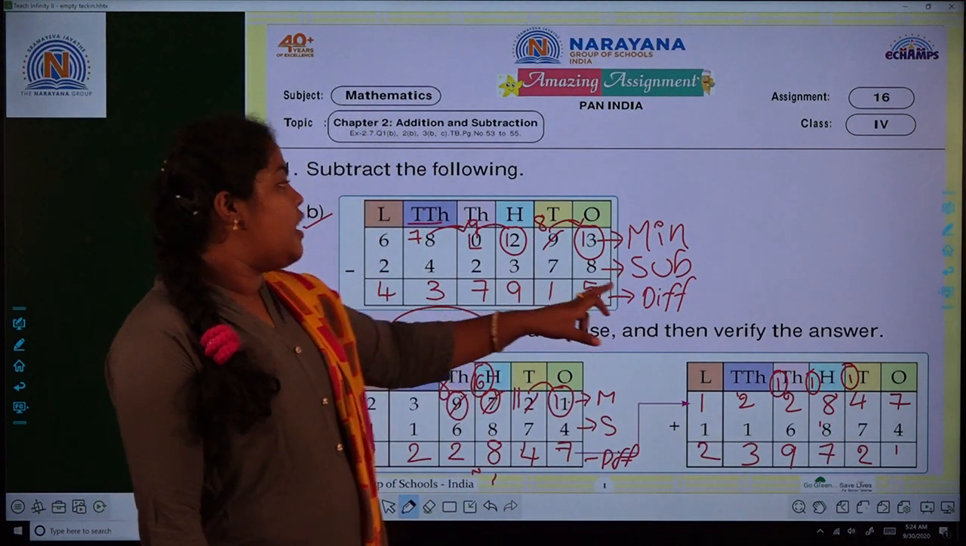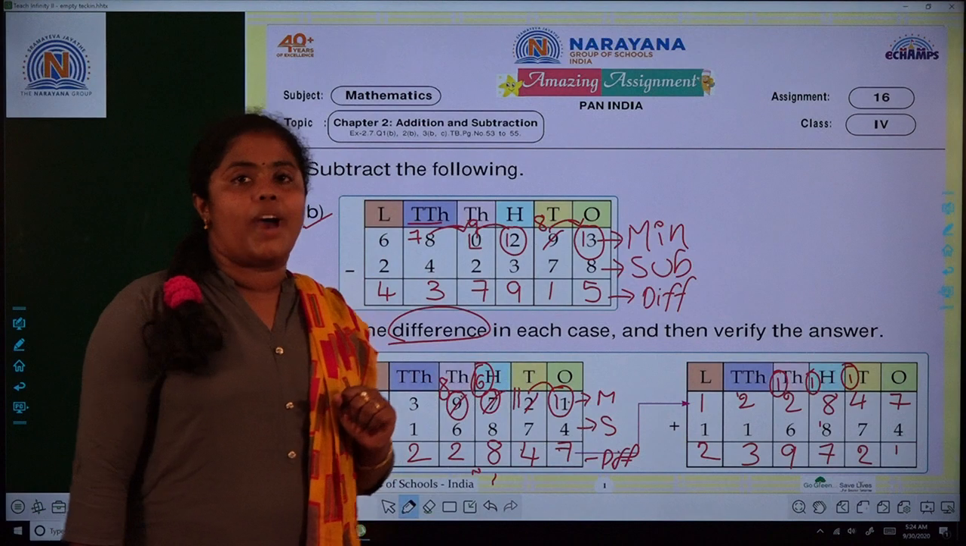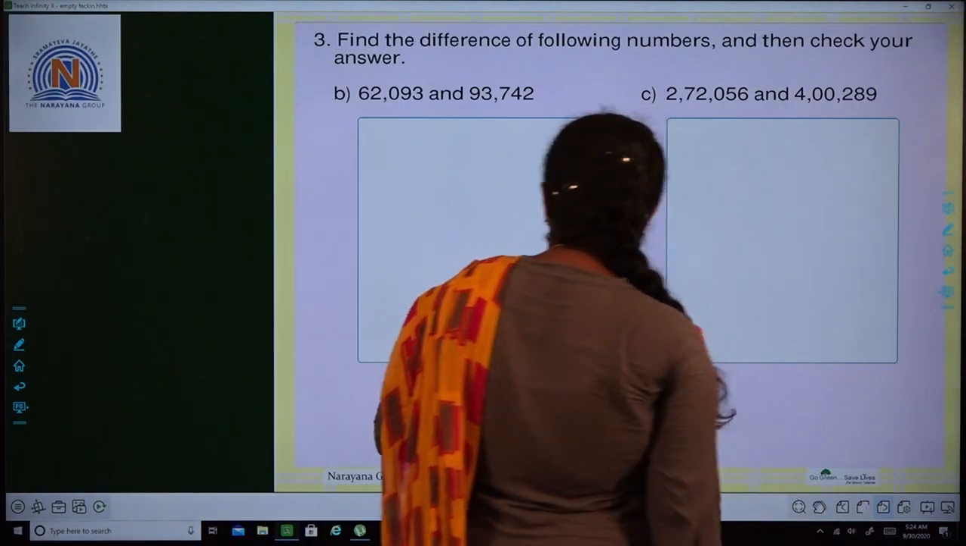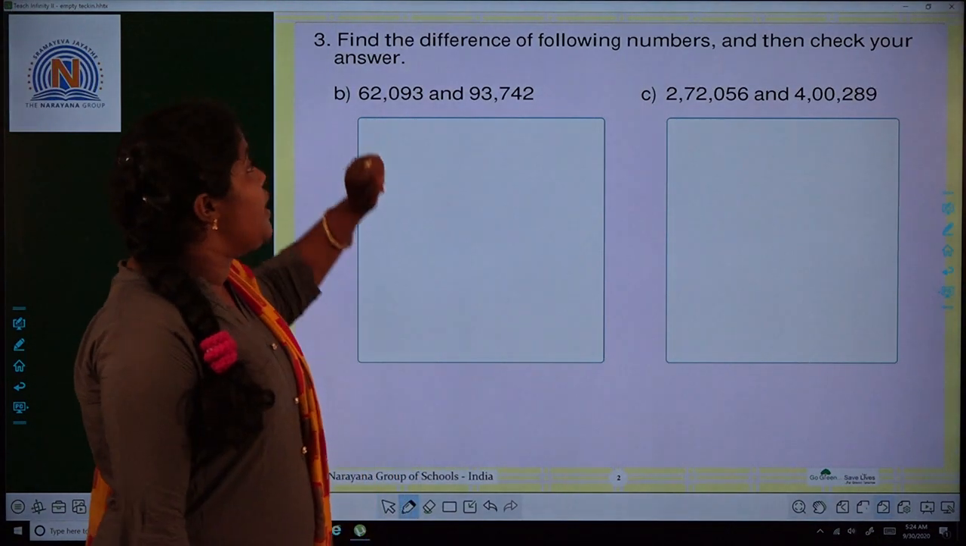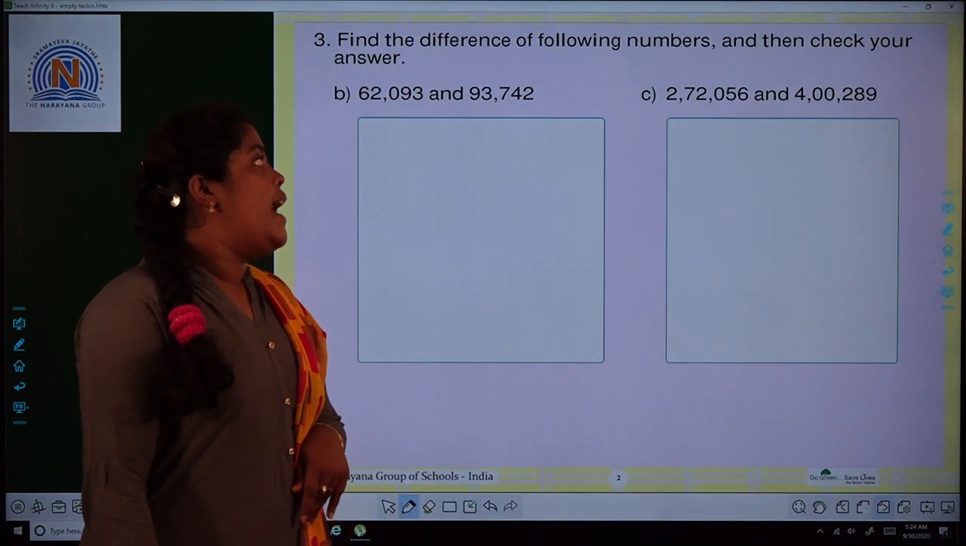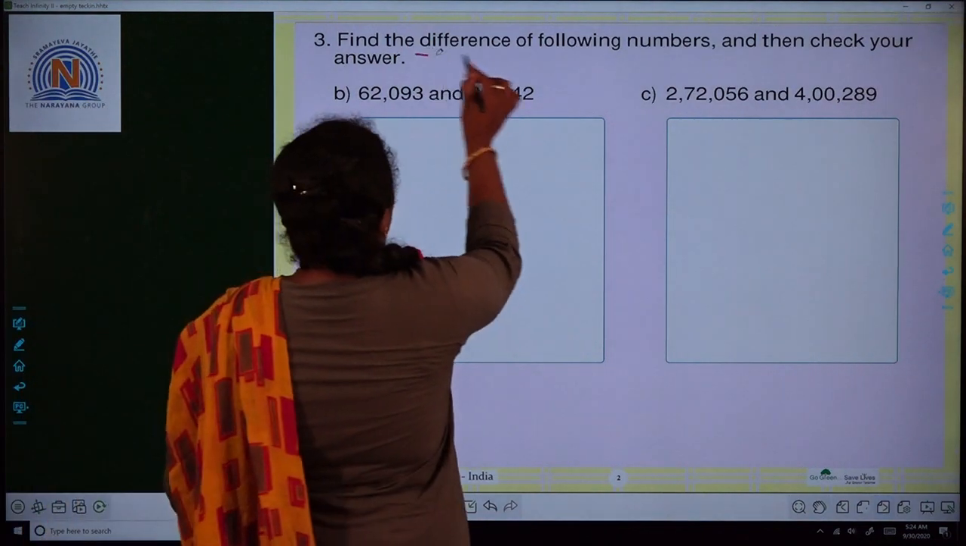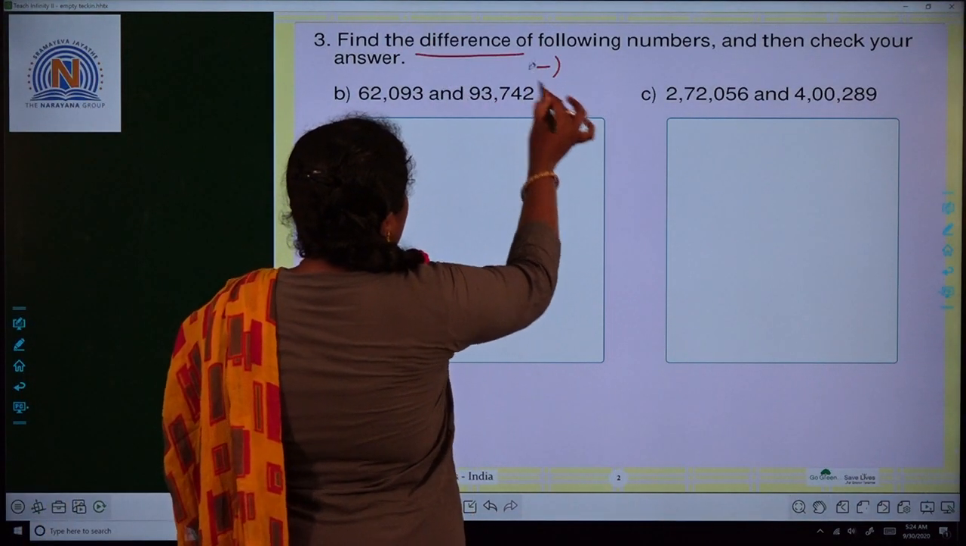2,39,271. If you add difference and subtrahend, we get the minuend. So your sum is correct. Next, moving on to the second sum. Last sum. Find the difference of the following numbers and then check your answers. We have to find the difference of the subtraction.